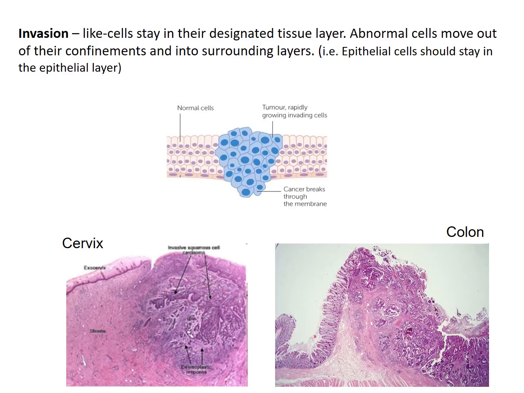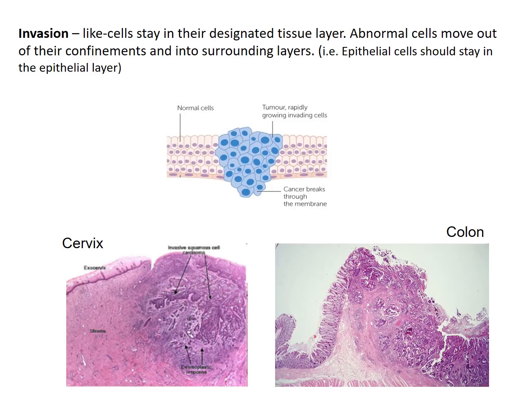And in the graphic here, in the cartoon, you see the normal cells, and then you see the anaplastic cells, and you can see that anaplastic cells busting out of its layer, whatever that layer might be, and into the adjacent layer. So that's invasion. Now take a look at the two biopsies.